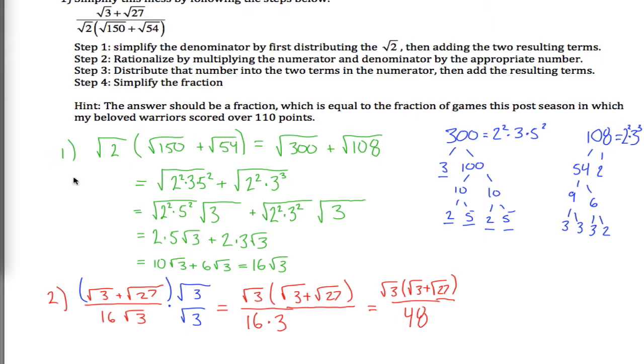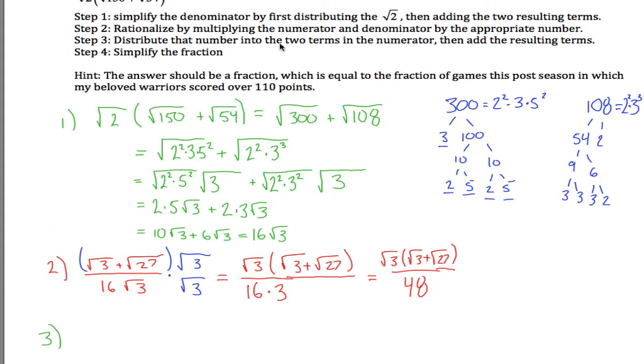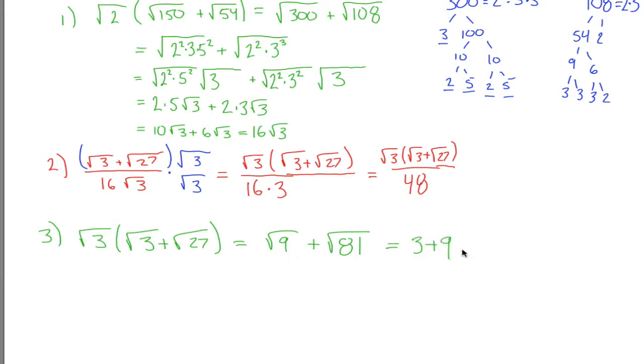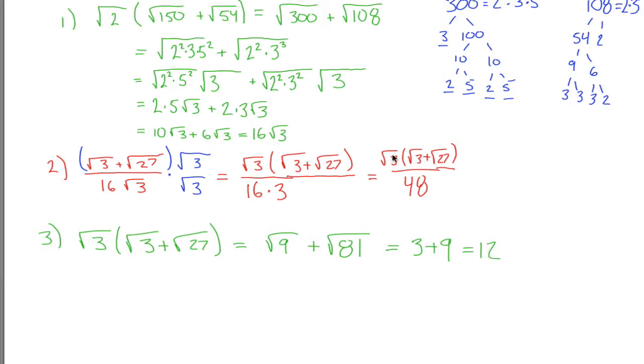All right. Step 3. It asks me to distribute that number, specifically the square root of 3 right here, into the two terms in the numerator, then add them up. So it's kind of repeating step 1. Square root of 3 times the square root of 3 plus the square root of 27 is really just the square root of 9 plus the square root of 81. 3 times 3 is 9. 3 times 27 is 81. But these are both perfect squares. This is 3 plus 9. In other words, this is 12.